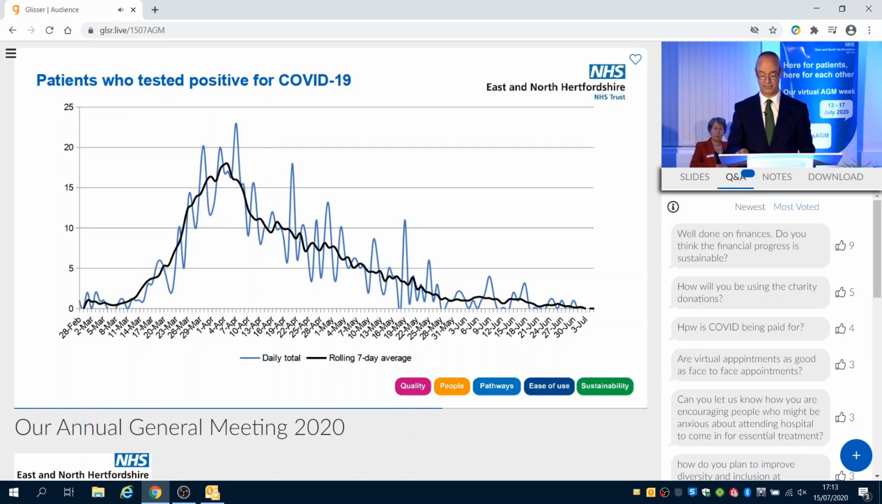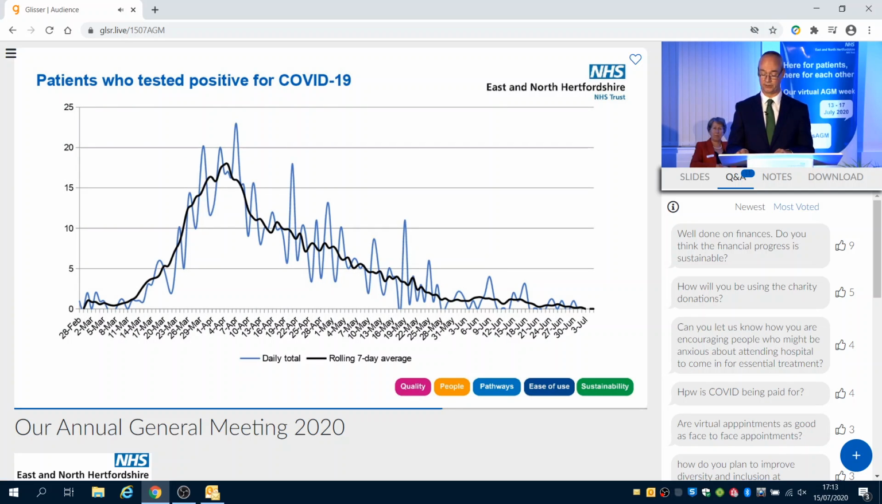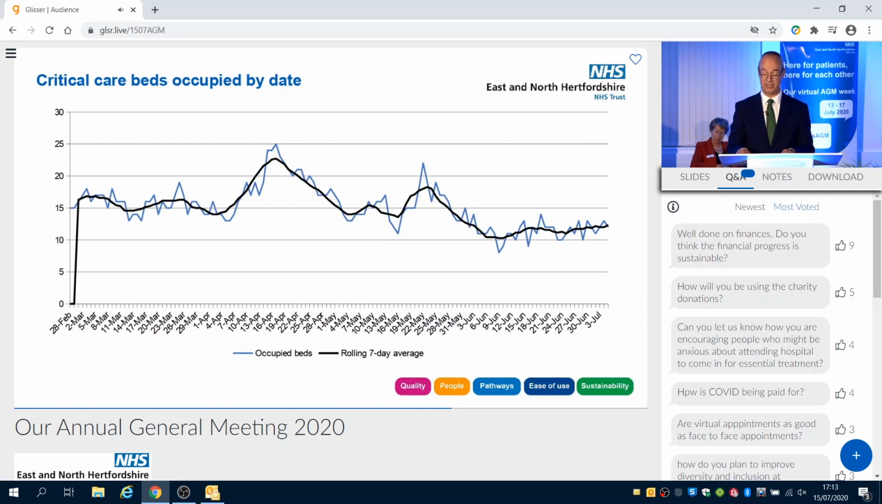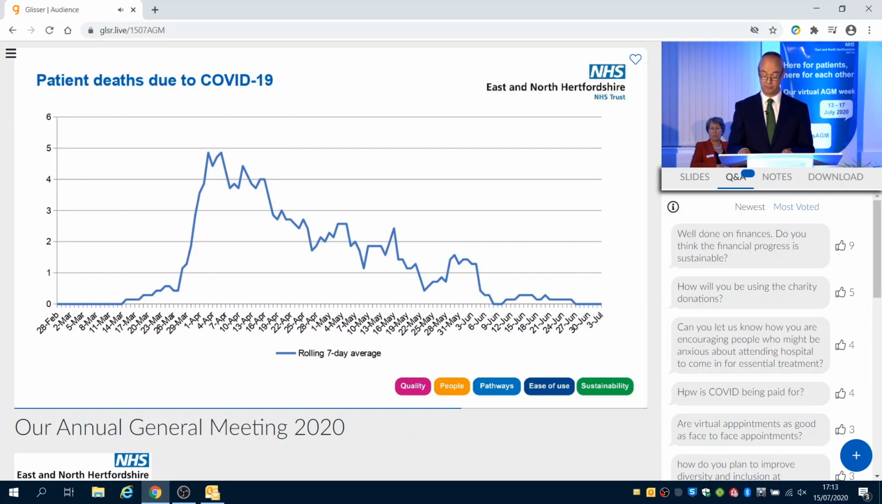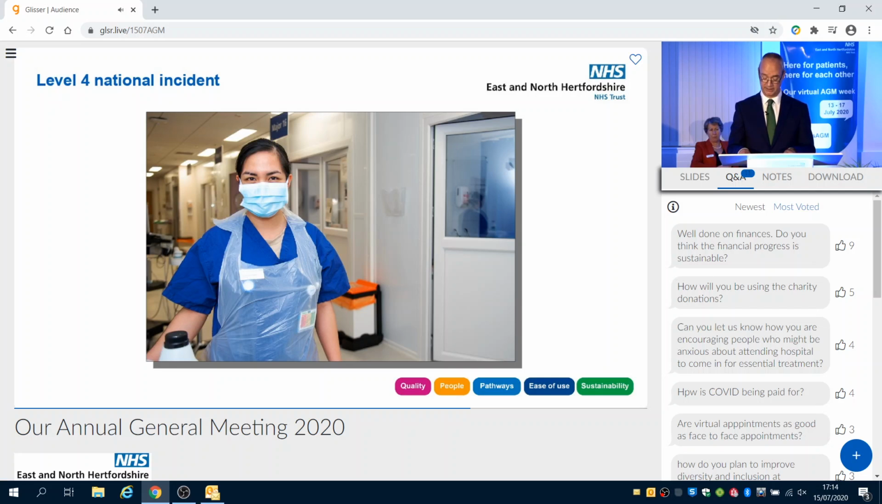Our numbers, fortunately, did not reach the heights of those modelled. To date, just over 3,300 patients with confirmed or query COVID-19 have been admitted to the Lister, with the peak of those testing positive presenting in early April. Our total occupied ventilated beds peaked at 25 in mid-April and has now returned to normal levels. Tragically, 164 patients have sadly died, with a peak of deaths in early April.